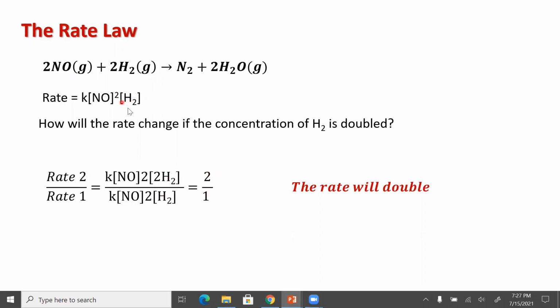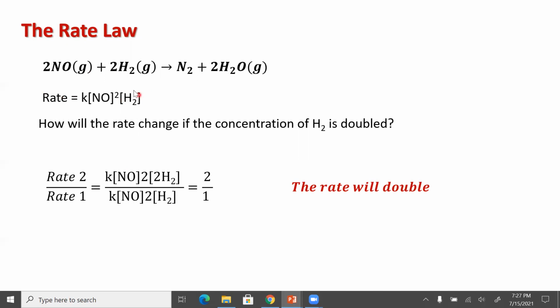So first order reactants are directly proportional to the rate of the reaction. If we double hydrogen, that's going to double the rate. If we were to triple hydrogen, that would triple the rate. If we were to quadruple hydrogen, that would quadruple the rate.